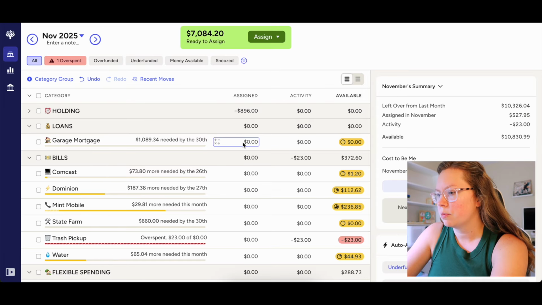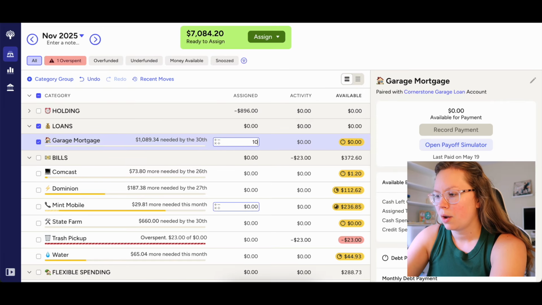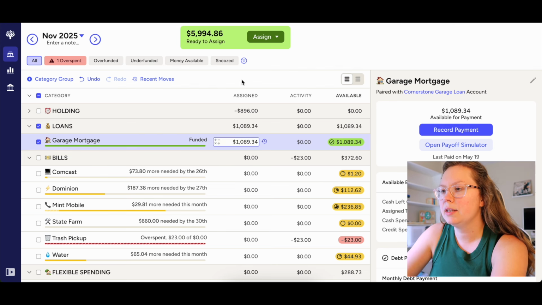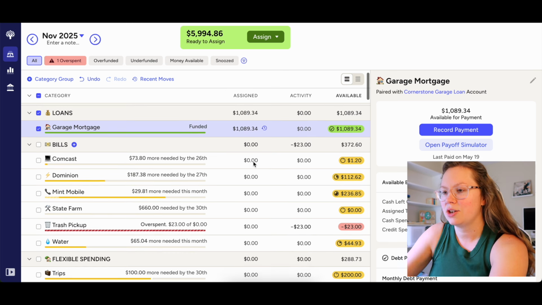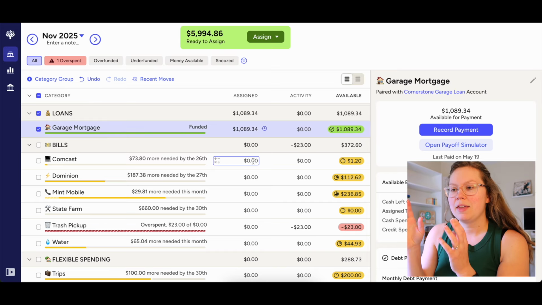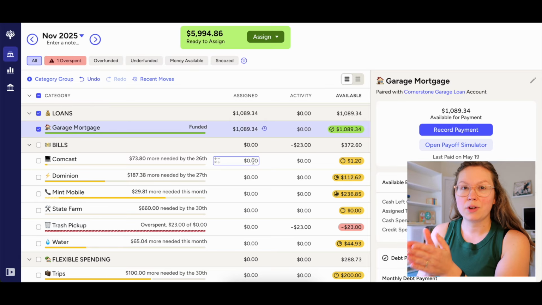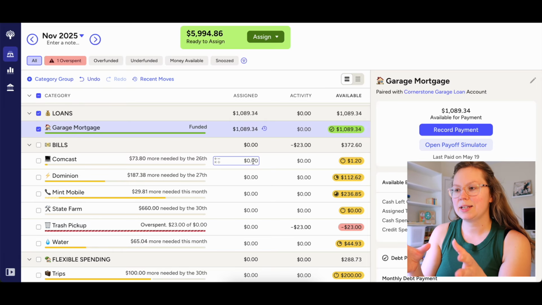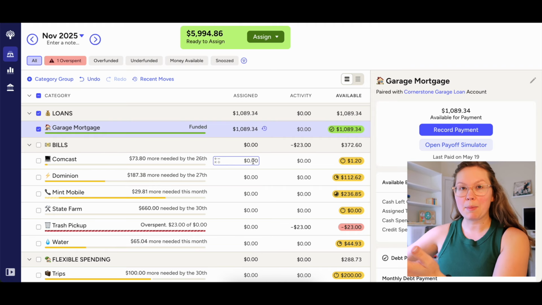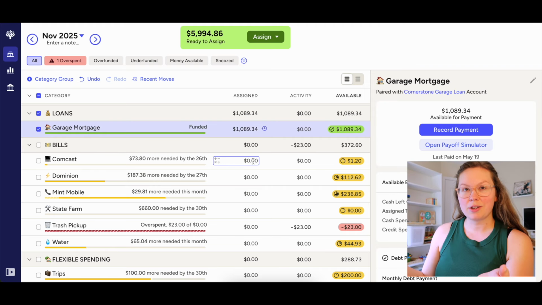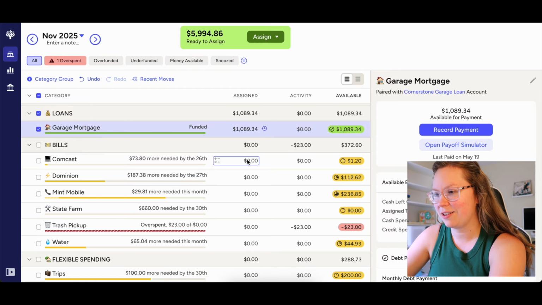So here, our garage mortgage, we're going to do our $1,089.34. That's our payment for the month. And if you see, it takes the money out of the ready to assign. So it's really nice because you're essentially filling that up. And once that actually comes out of your account, because I have all my banks linked, it will show, oh, I had my money sitting there. Now my money is used to pay for that. And you're not using your money to pay for other things that you need.